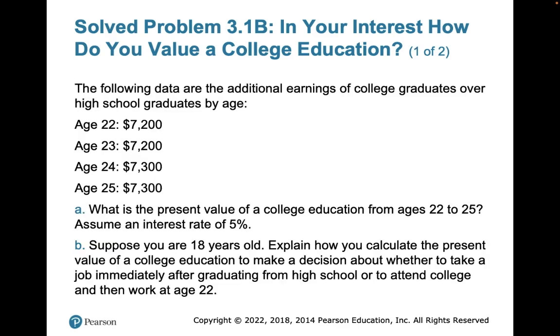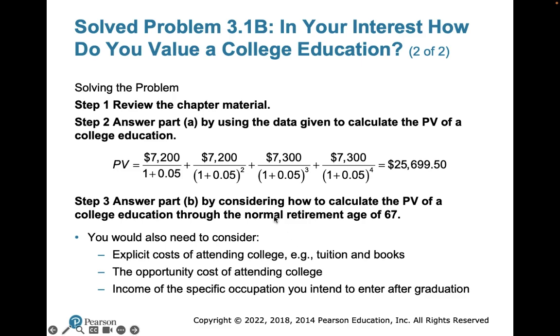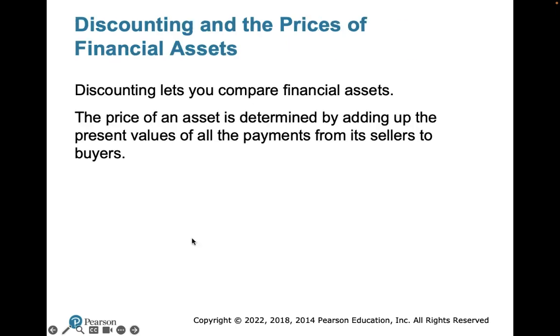Okay, for question number B, suppose you are 18 years old. Explain how you calculate the present value of a college education to make a decision about whether to take a job immediately after graduating from high school or to attend college and then work at age 22. This is the way you should answer question B. You should consider all of this to answer question B. Okay, now let's move on.